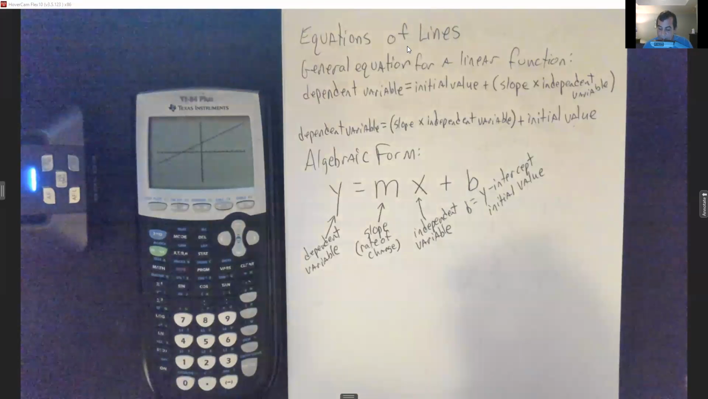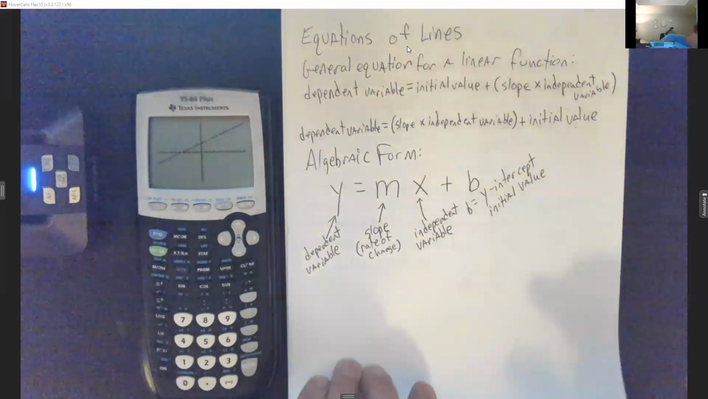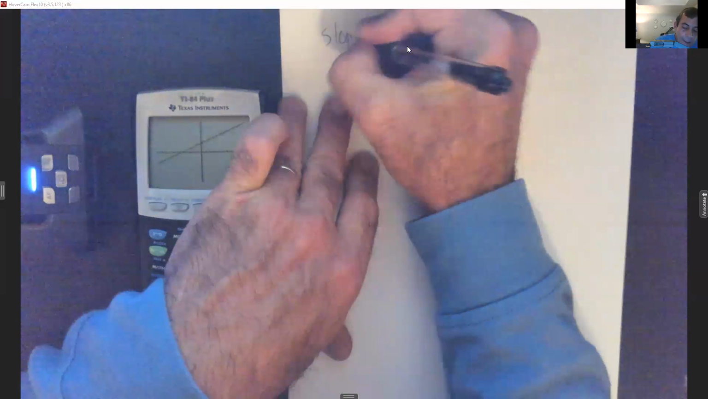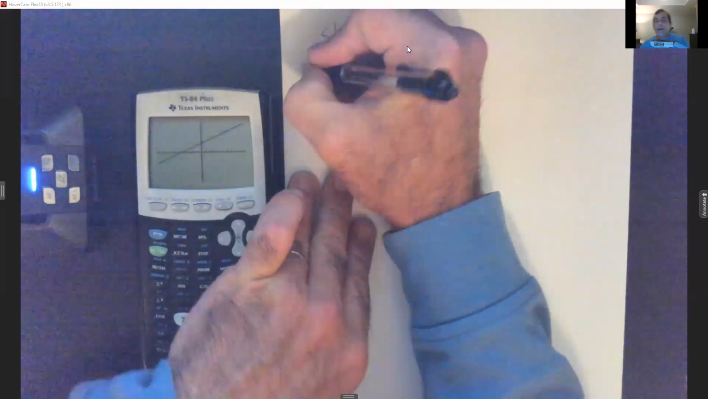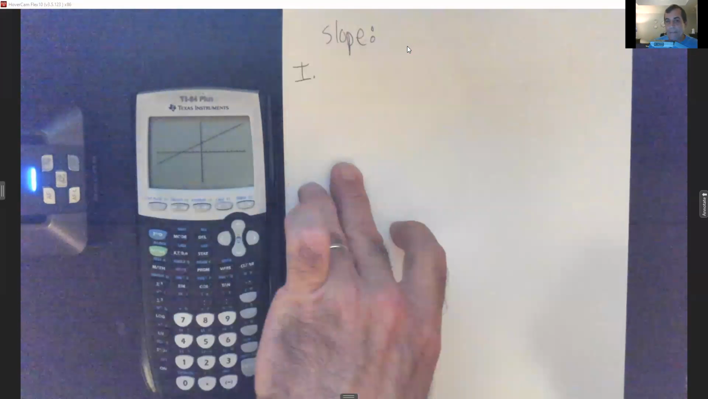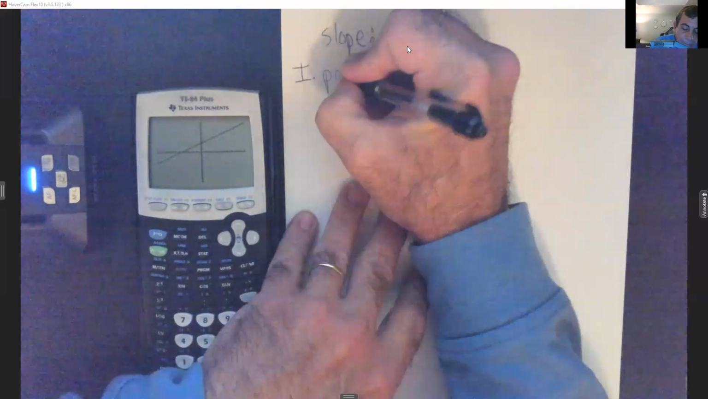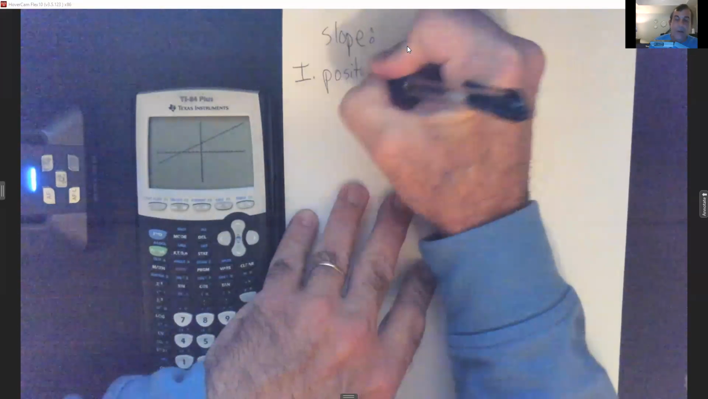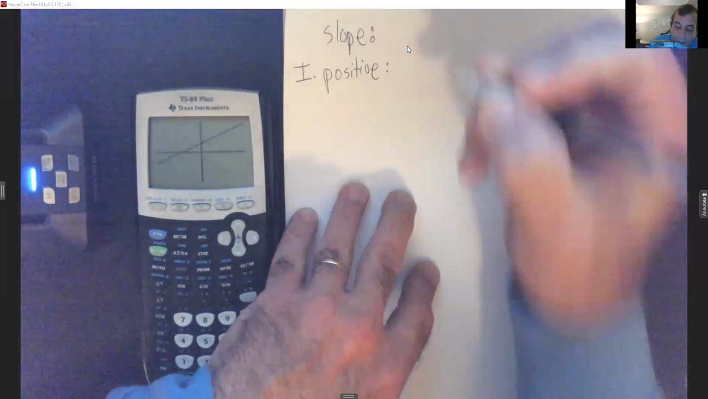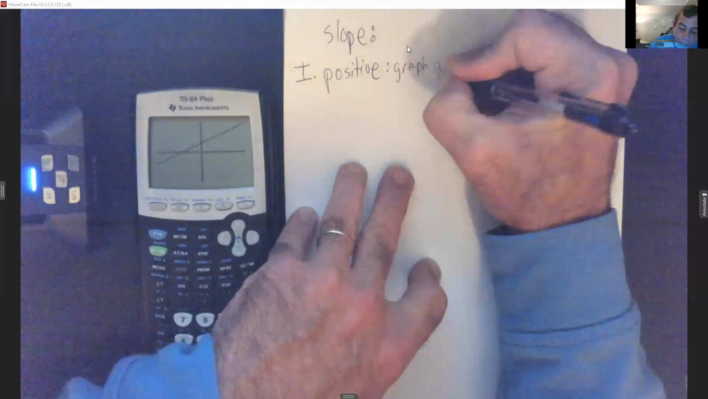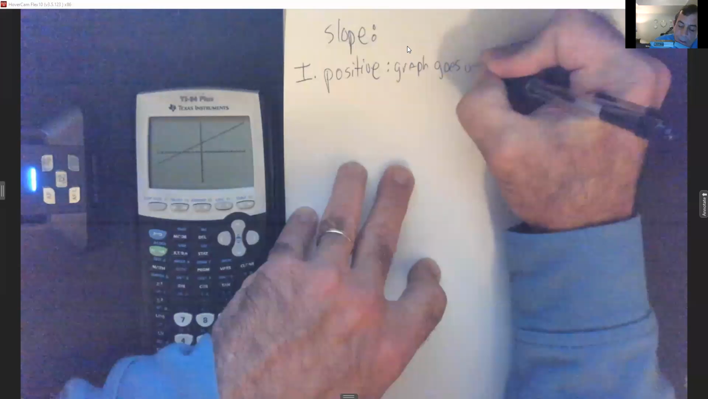All righty, so let's look at the slope a little different. Three cases of slopes we're going to look at. If the slope is positive, if that slope is positive, the graph goes uphill, left to right.